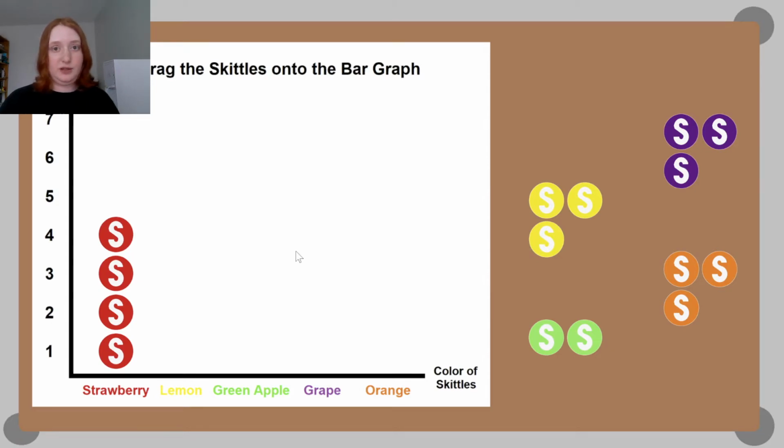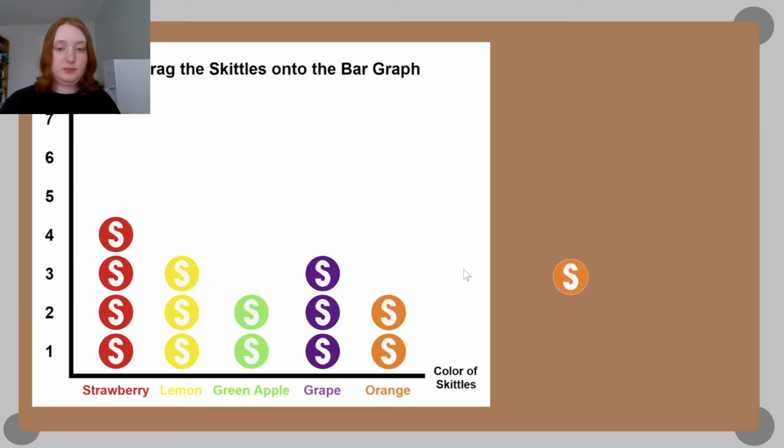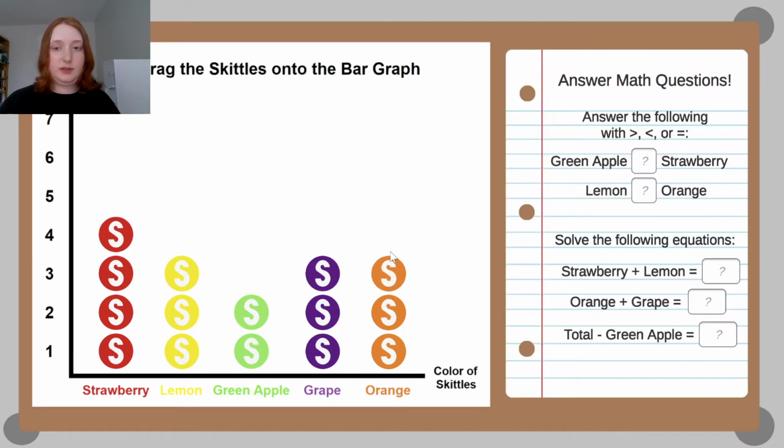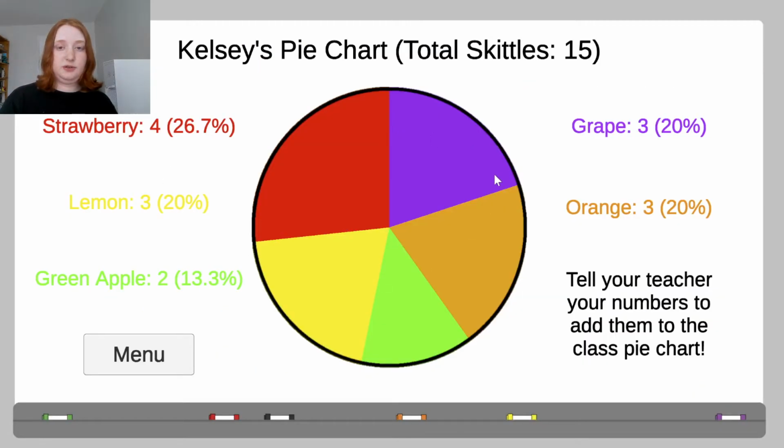So I'm just going to jump ahead here. So once students have put every Skittle onto the bar graph, they will be prompted to answer some math questions. So the first set is comparisons between the different flavors, and then they have to solve equations. So if they get an answer correct, then they receive a check mark, but if they are wrong, they receive an X. So I'll quickly go through these. And once everything is answered correctly, they can continue on to their pie chart.